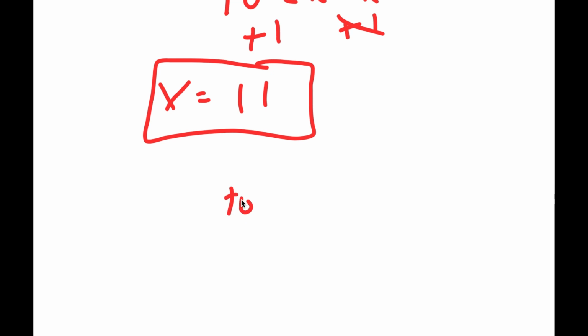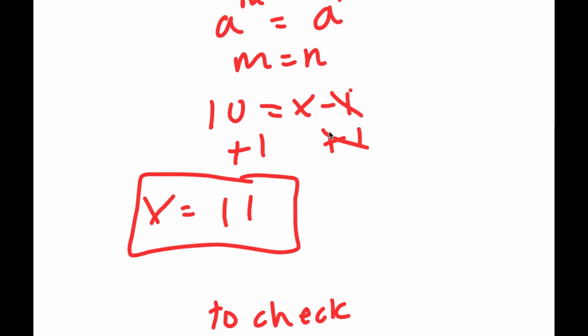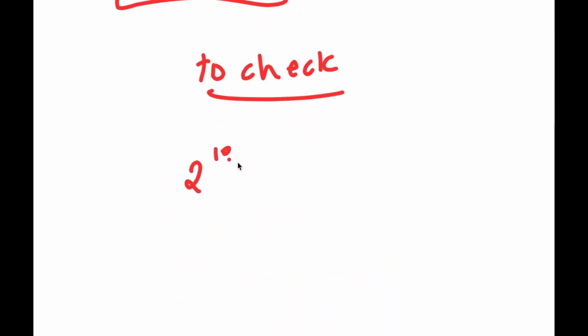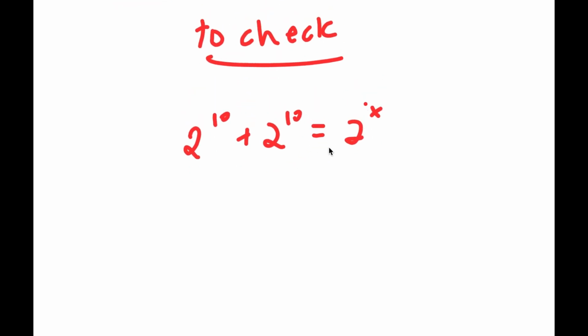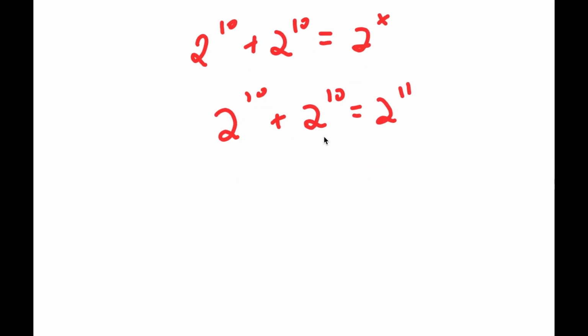And now to check, my original equation was 2 to the power of 10 plus 2 to the power of 10 is equal to 2 to the power of x. x is 11, so I get 2 to the power of 10 plus 2 to the power of 10 is equal to 2 to the power of 11. And 2 to the power of 10 plus 2 to the power of 10, that is 2 to the power of 11. So this is right.